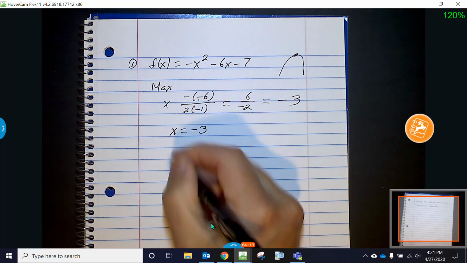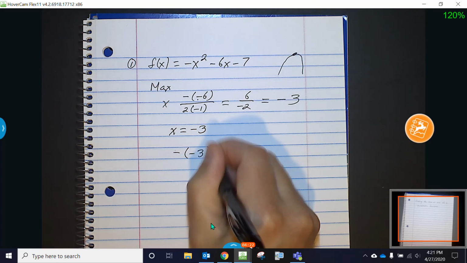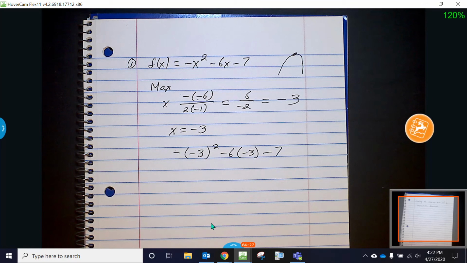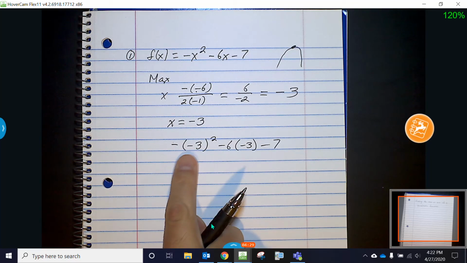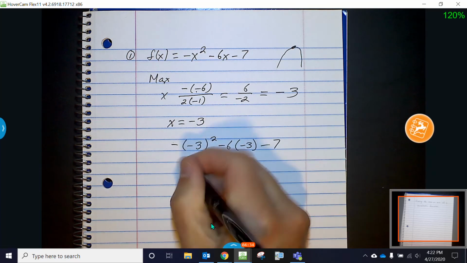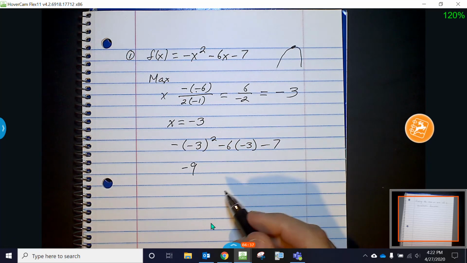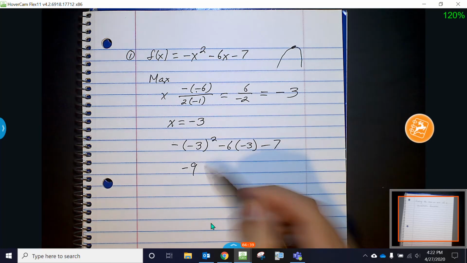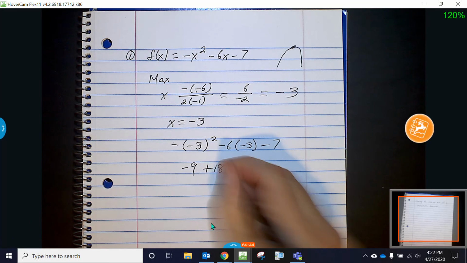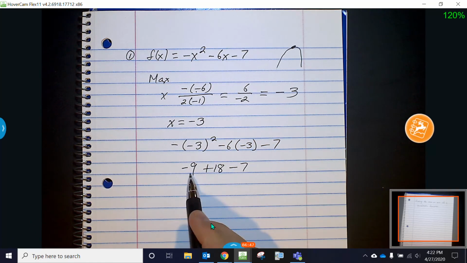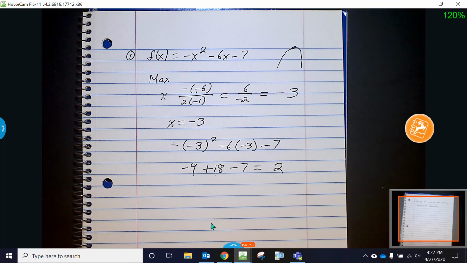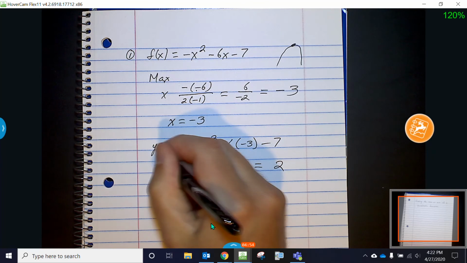And then we plug it back in. Just be careful here. Some people want to call this positive. Negative 3 squared is 9, but then it's times the negative 1, so you get a negative 9. My suggestion is if you're using a graphing calculator, just put it in parentheses. Can't go wrong. Negative 6 times negative 3 is plus 18, minus 7. So negative 9 plus 18 is 9, minus 7 equals 2. So that is your y value.